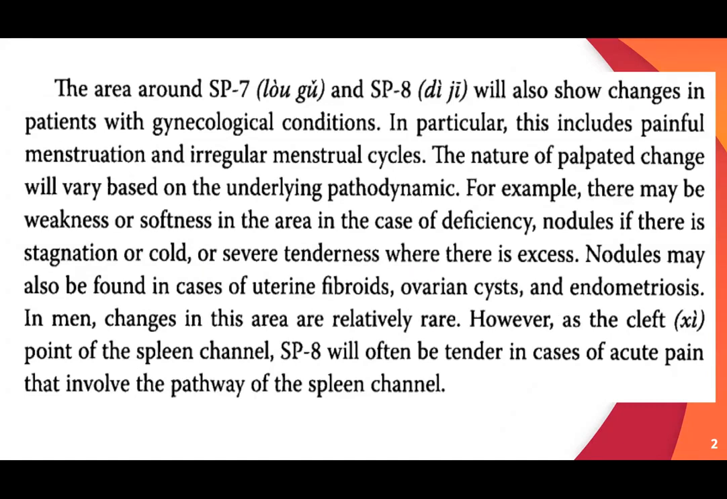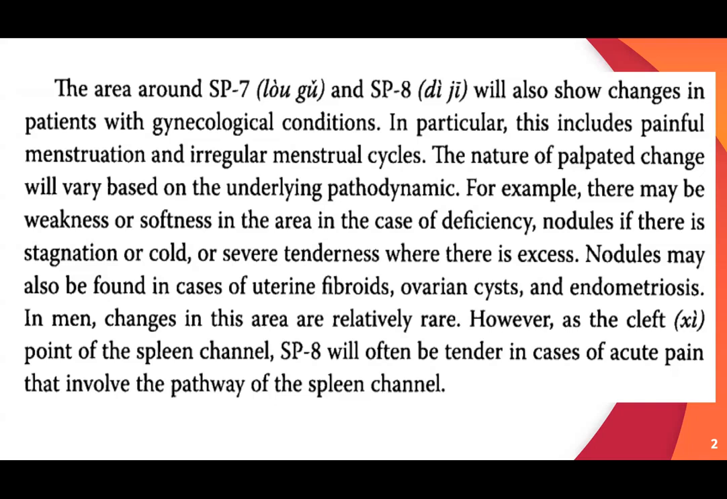For example, there may be weakness or softness in the area of spleen 7 and spleen 8 in the case of deficiency. And if there is stagnation or cold, there will be nodules. Or where there is excess, there is severe tenderness. Nodules may also be found in cases of uterine fibroids, ovarian cysts, and endometriosis.